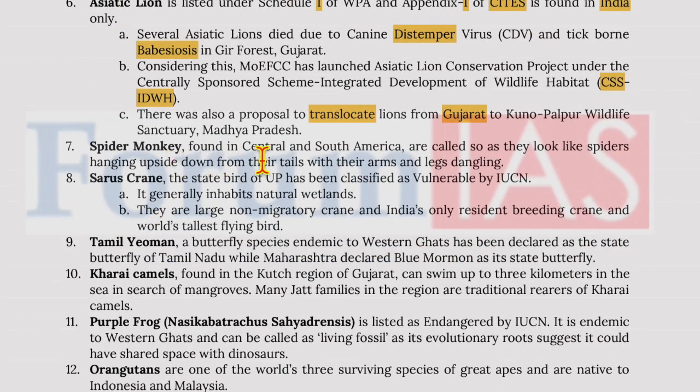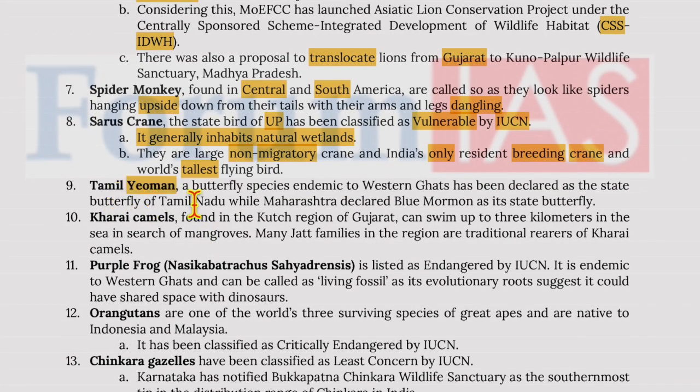Now, moving on to spider monkey, they are found in Central and South America. They are so called because they look like spiders hanging upside down from their tails with their arms and legs dangling. Now, Sarus crane is the state bird of UP and has been classified as vulnerable by IUCN. It generally inhabits natural wetlands. They are large, non-migratory cranes, India's only resident breeding cranes and the world's tallest flying bird.